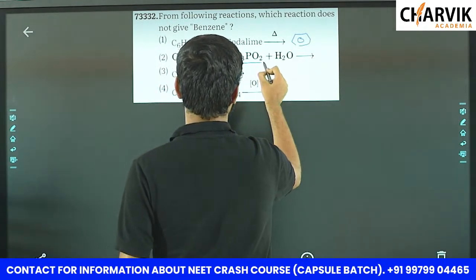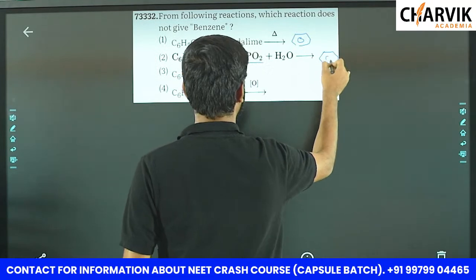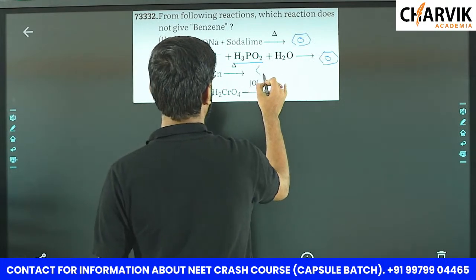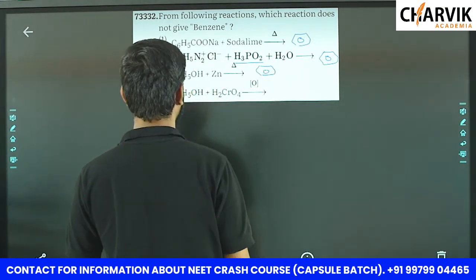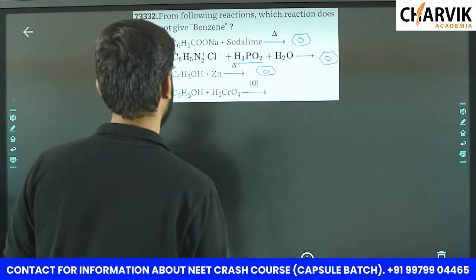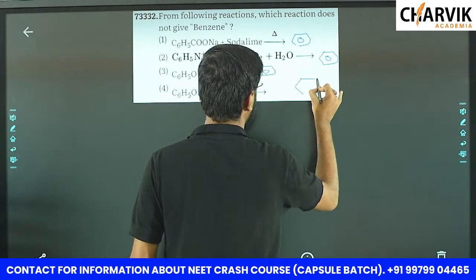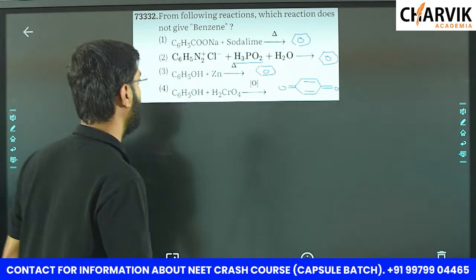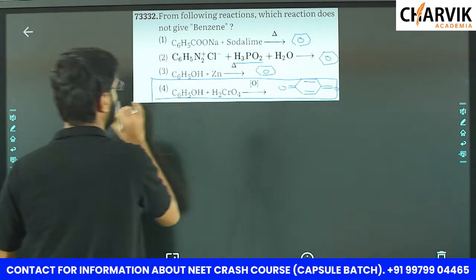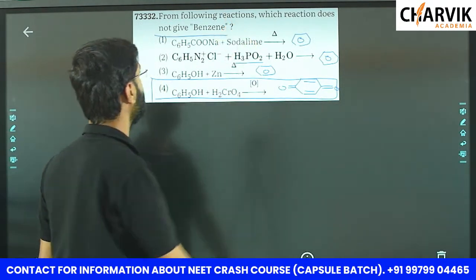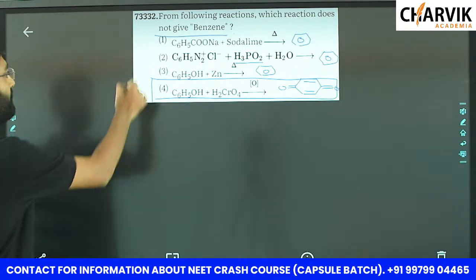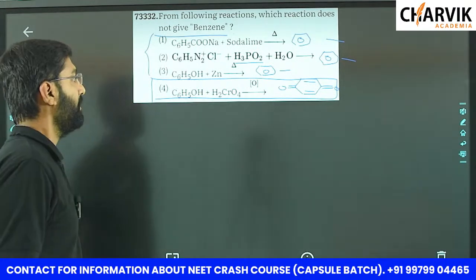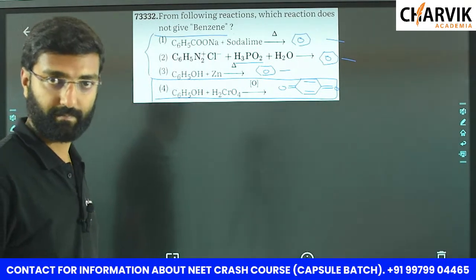Benzene diazonium salt, you will get again benzene. And this question from chapter 11, you will get again benzene, right? But C6H5OH and H2CrO4. Okay. In this reaction, you will get phenol, right? So your fourth option is correct because the question asks which does not give benzene. In these three reactions, your product is benzene, benzene, and benzene. But in the fourth case, the product is not benzene, right?